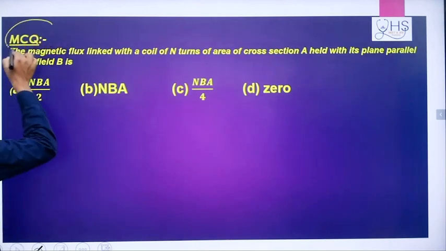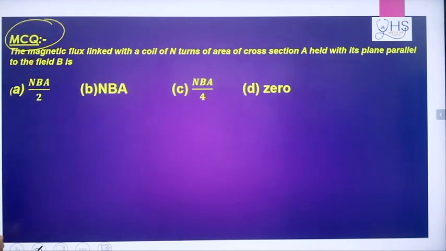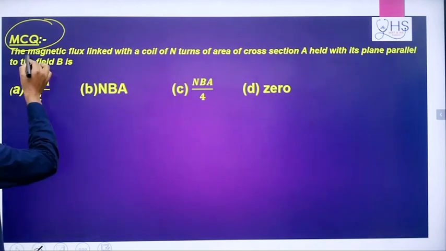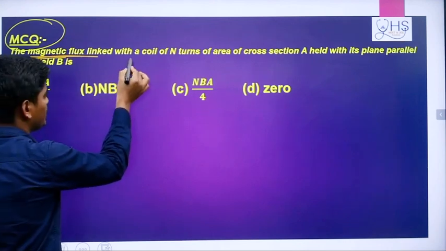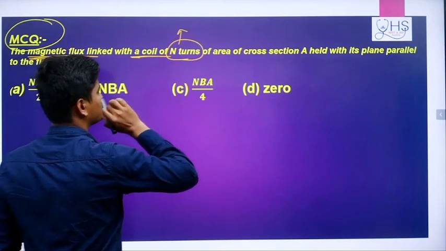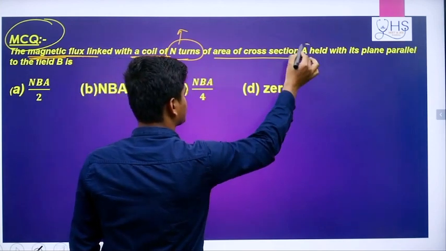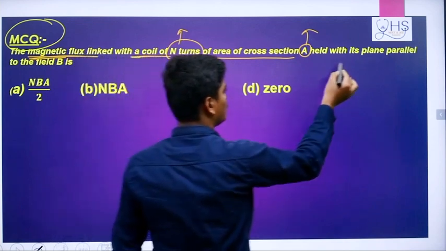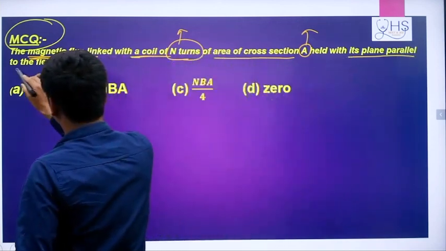Now, this is the first question. The magnetic flux linked with a coil of n turns and area of cross section A, held with its plane parallel to the field. The number of turns n is given, and the area of cross section A is also given.